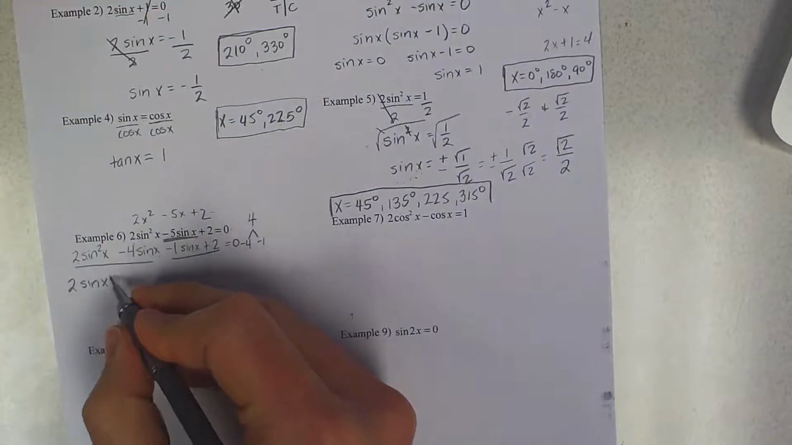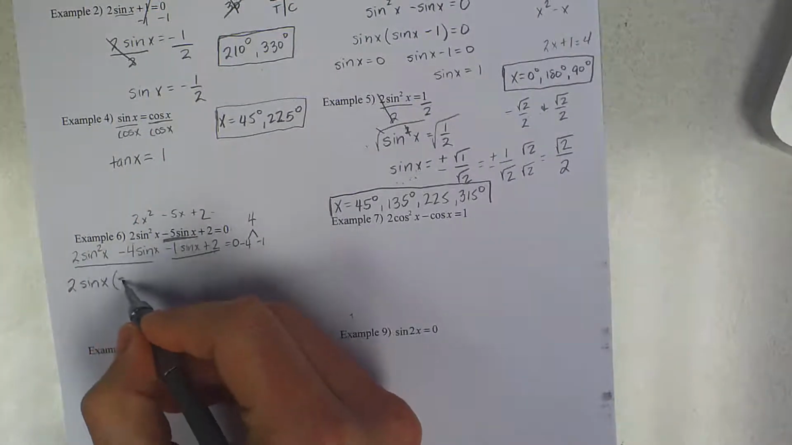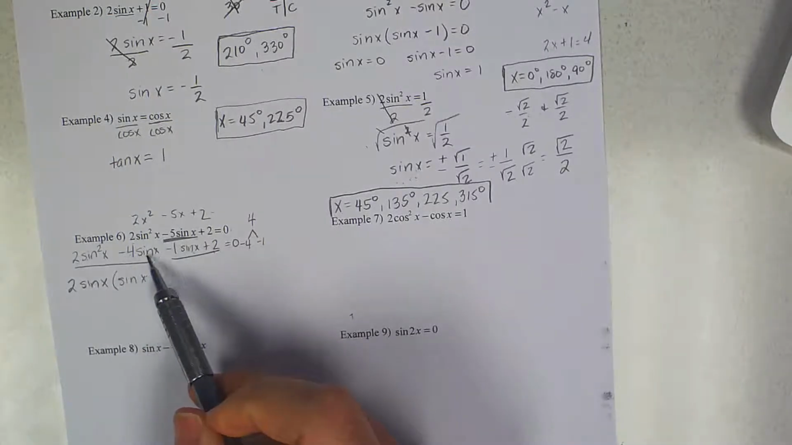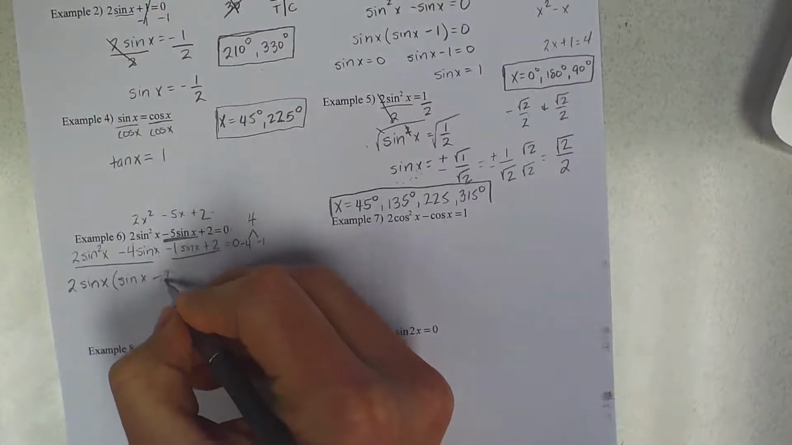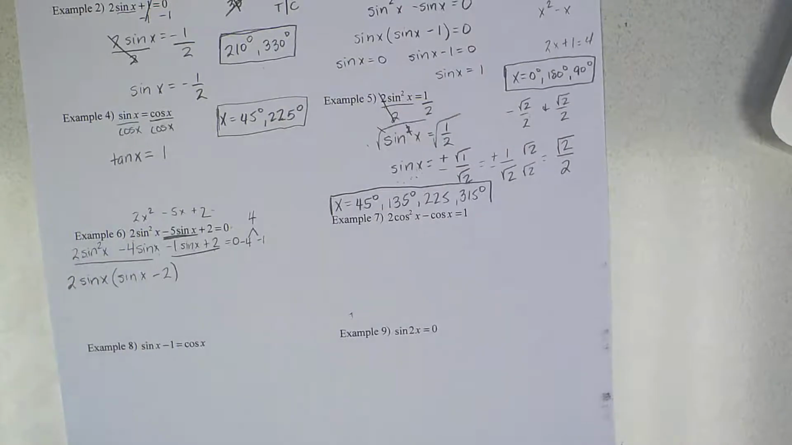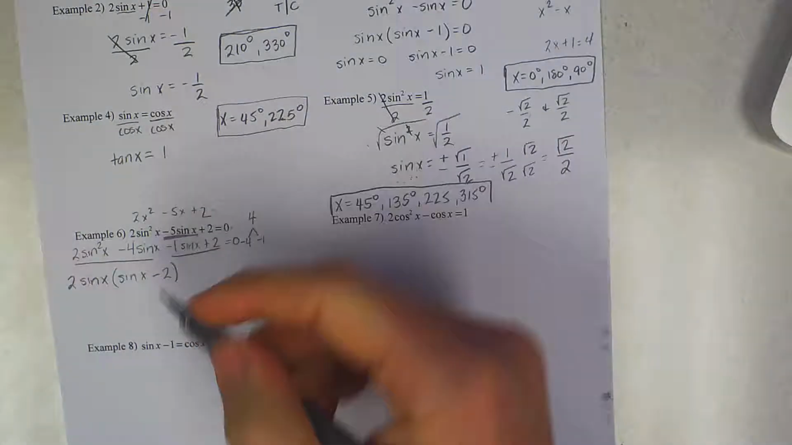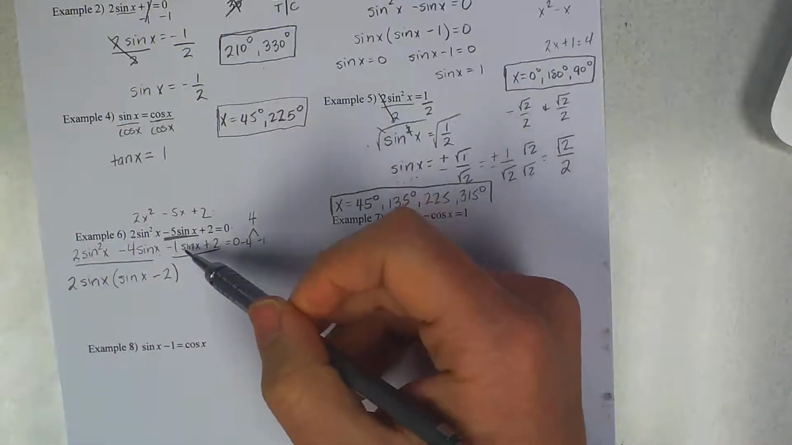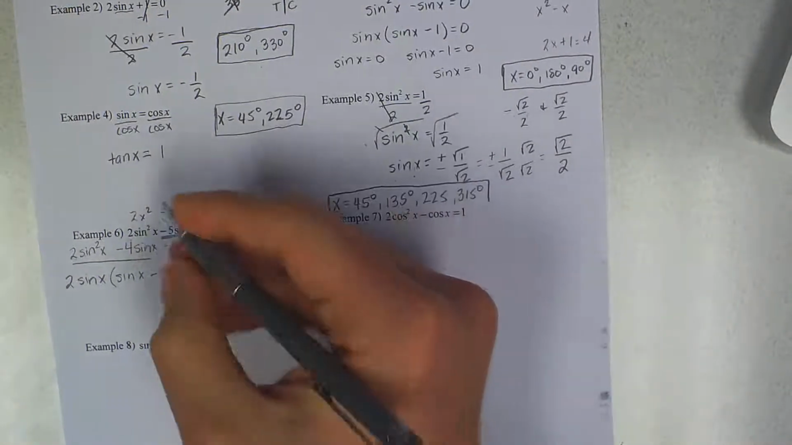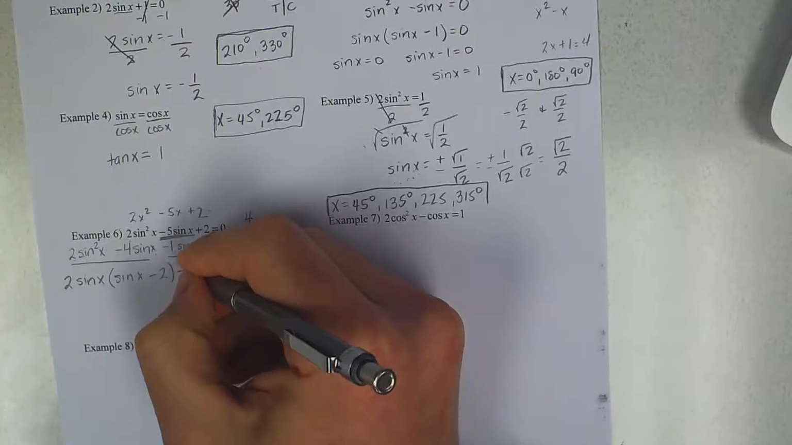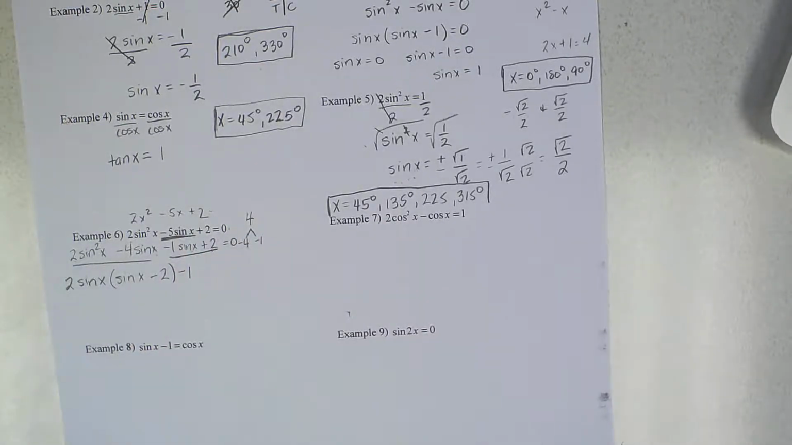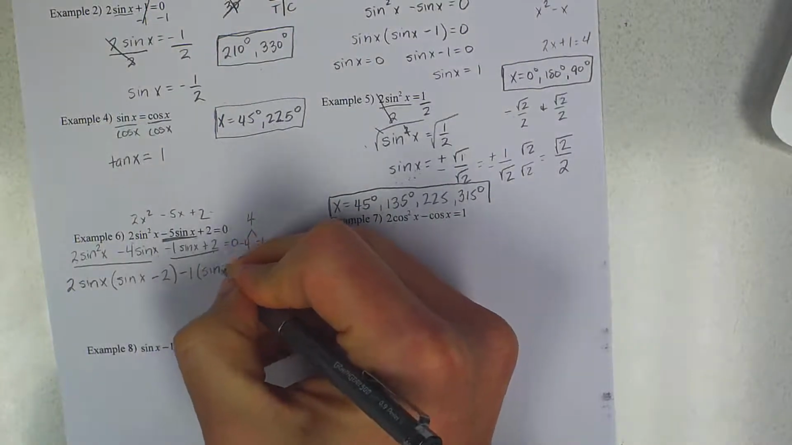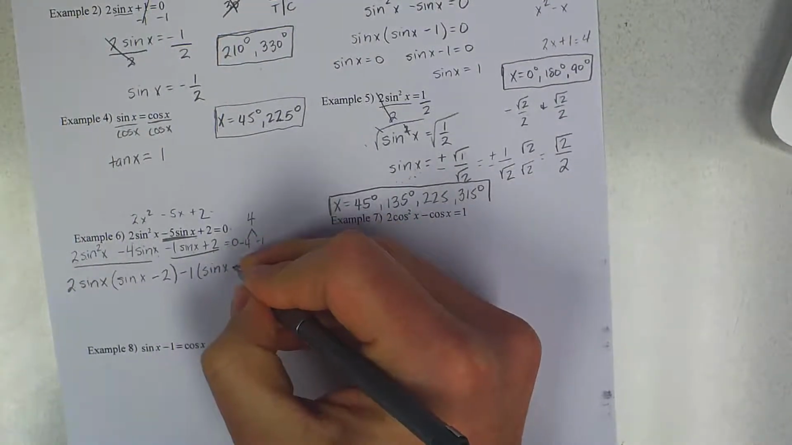When I pull a 2 sine x out of 2 sine squared x, I'm left with a sine x. When I pull a 2 sine x out of negative 4 sine x, I'm left with a minus 2. Here, what can I pull out of negative 1 sine x and 2? Well, they don't have anything in common, so you always bring down a 1. If you can't factor anything out, factor out a 1. If I factor out a negative 1, I'm left with sine x. 2 divided by negative 1 would be negative 2.